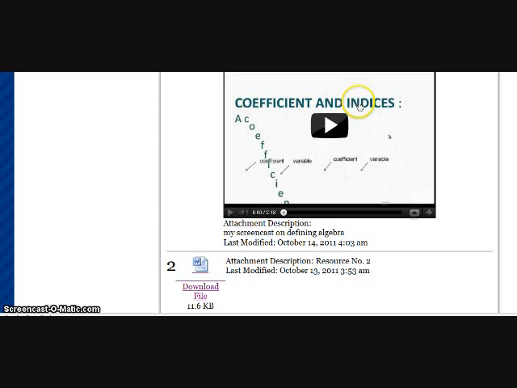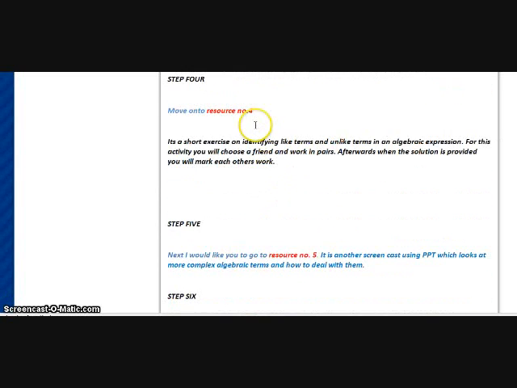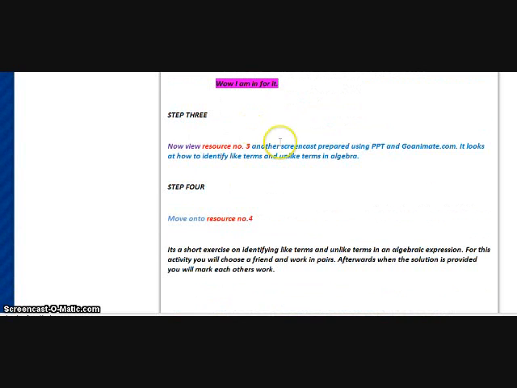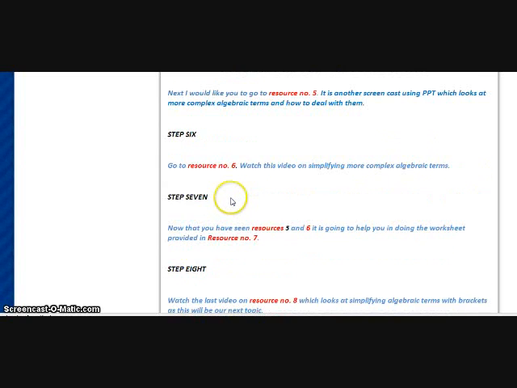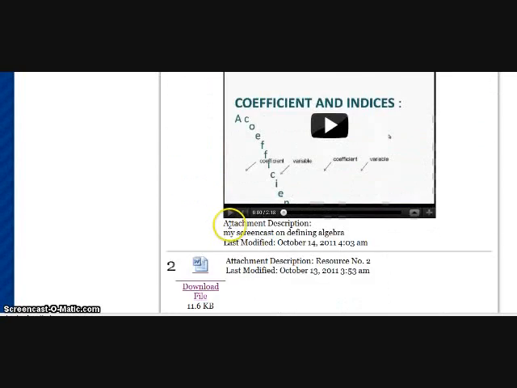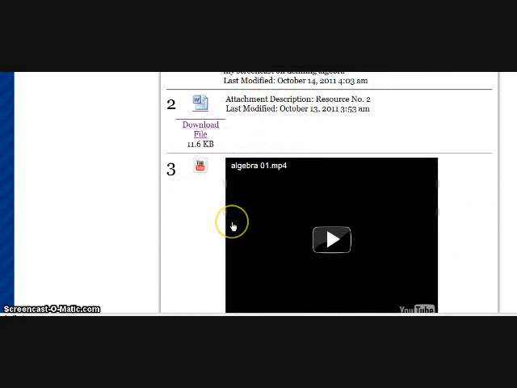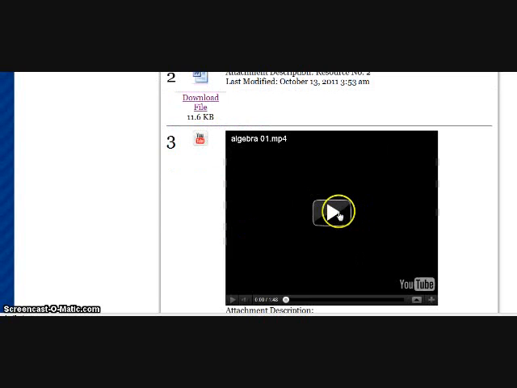and indices. The third resource that I have put on the process page is another screencast prepared using PowerPoint and GoAnimate.com. Note that I have again made use of animation. This helps to captivate the learner's attention. I have used a bit of animation in this screencast.